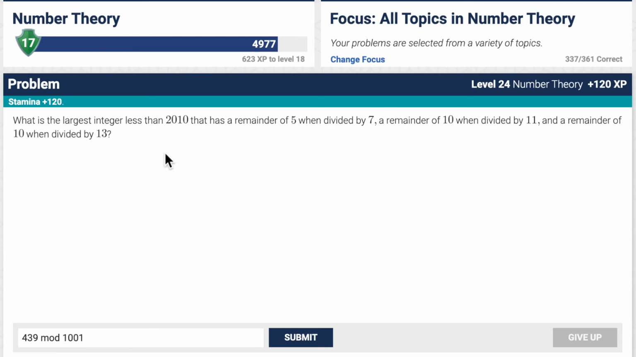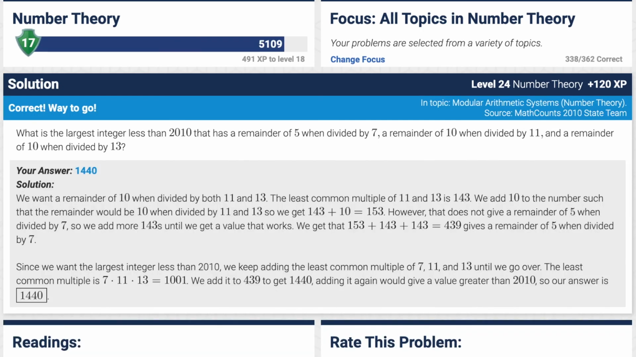Now 439 satisfies it, except that it's not the largest integer. We're trying to find the largest integer, so that means we can add another 1001 to it. That would make it 1440. Now, is that as large as we can make it? Can we make it larger? Well, no, we can't, because if we add another 1001, that'll go over the limit. So that means the answer should be 1440. Yep, there we go.